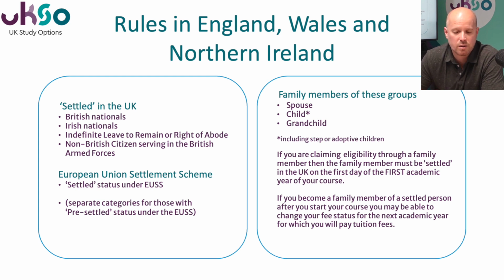So let's look at the groups that can meet this. If you are a British national, if you've got the British passport, you're a British citizen, you are settled. Also, the Republic of Ireland national. So if you're Irish, you also, under these special arrangements with the UK government, have no restriction on coming to and staying in the UK. You are settled. Additionally, if you have indefinite leave to remain or right of abode in the UK, you've got no restriction of how long you can stay in the UK with that status. And there's also provision for non-British citizens serving in the British Armed Forces. You are covered as well. You can be settled in the UK.